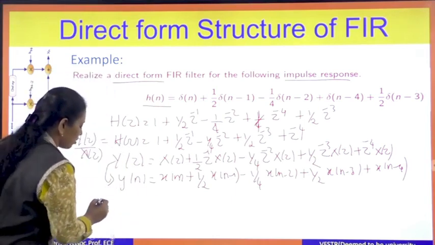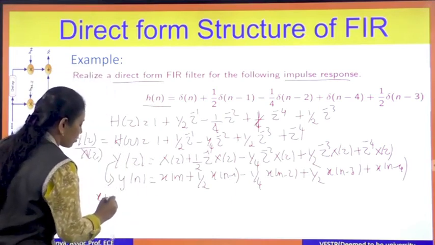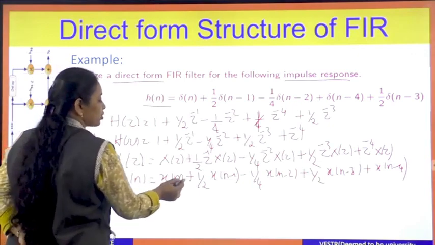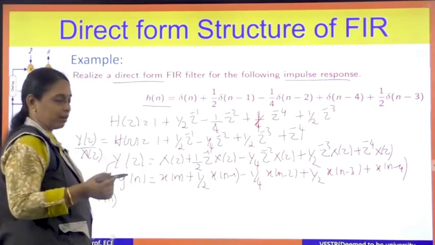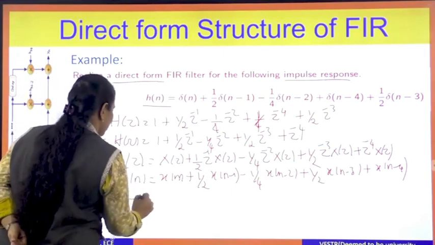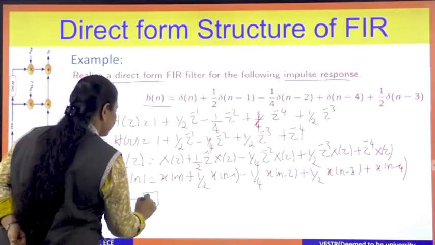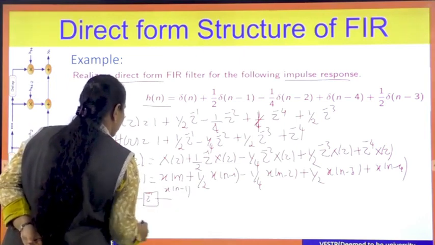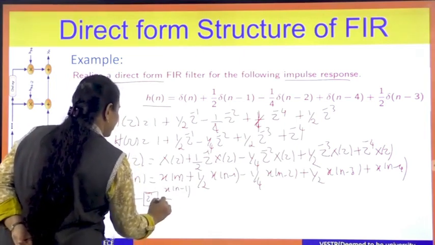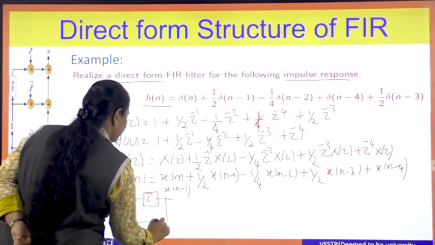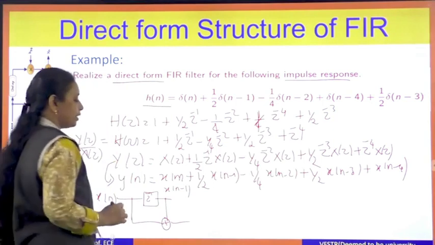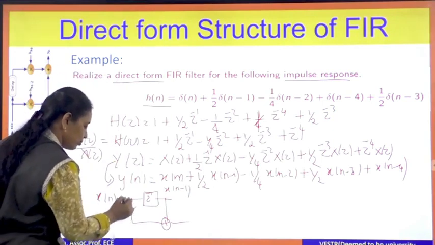So input is always represented as x of n. So I am going to put x of n. So x of n should be added with x of n minus 1. So let me do it. I need a delay so that I will have x of n minus 1. Both should be added, so I am putting an adder here. Both are added. Adder means I have to bring it down.